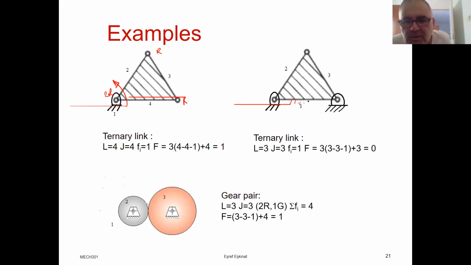This is also the ground. Okay. So here you have a joint between 1 and 2 only. Here you have a joint between 1 and 3. And here you have a joint between 2 and 3. Clear?